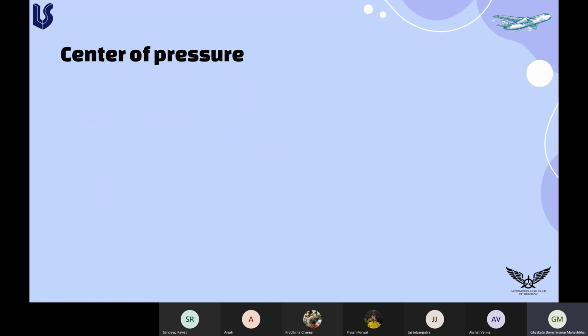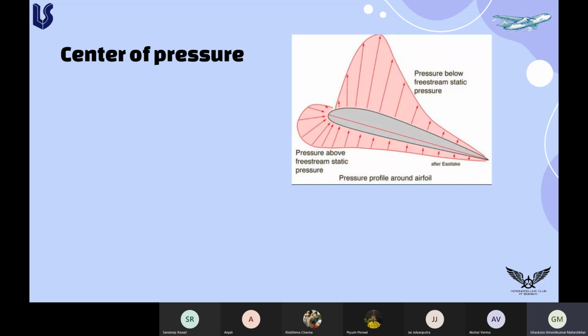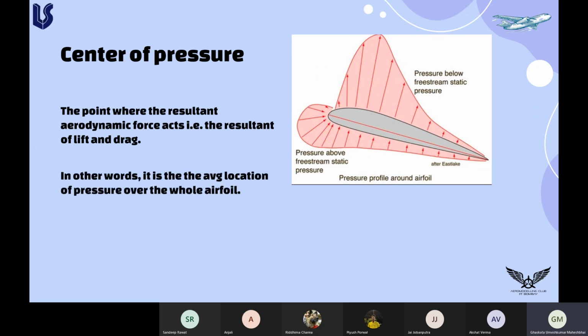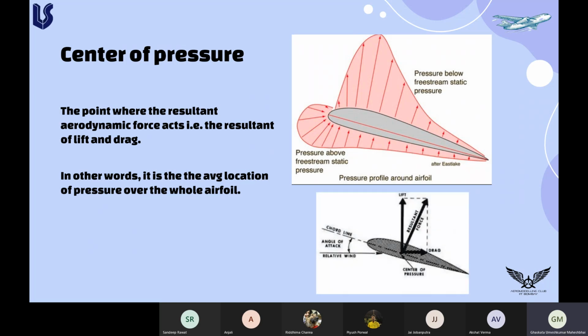First topic is center of pressure. As we are all familiar, how the pressure distribution around an airfoil looks like. So it is obvious that there exists some point where the resultant force acts, right? This point is known as center of pressure, and another definition is that it is the average location of pressure over a whole airfoil. As you can see in this figure, the airfoil is situated at some angle alpha, and the lift and drag act at this point, which is the center of pressure.